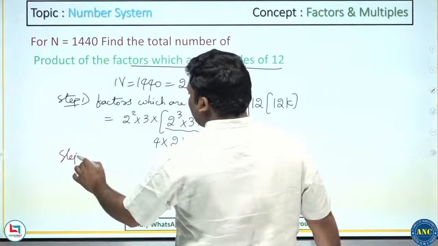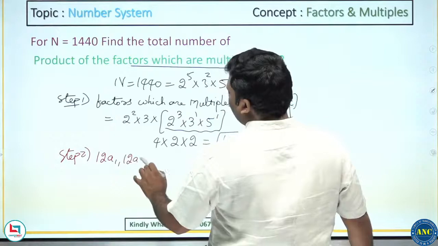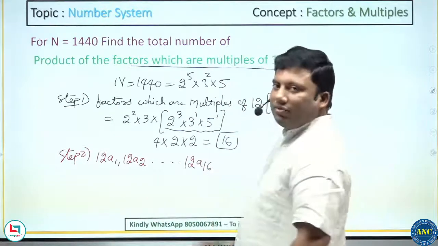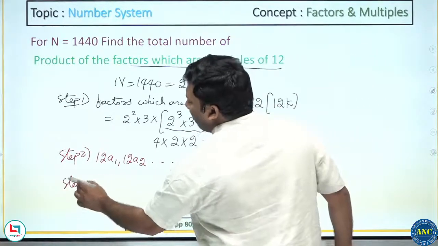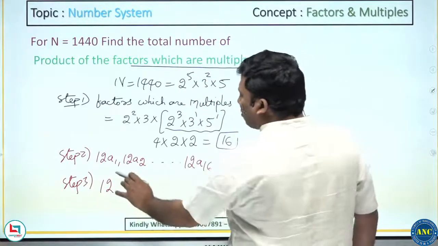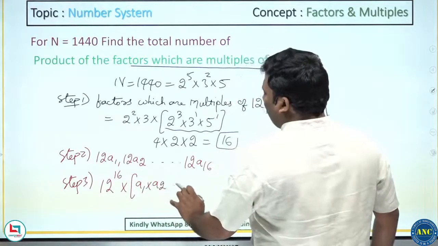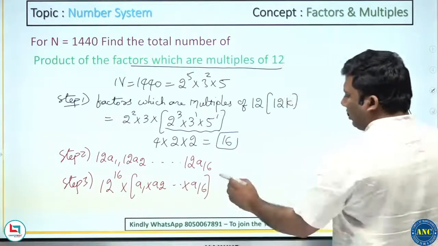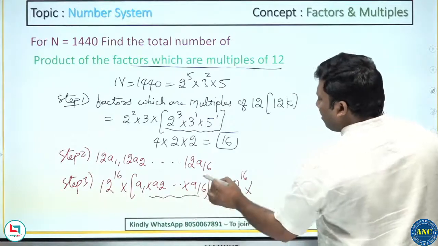Let me write down the 16 factors as 12a1, 12a2, and so on up to 12a16. Idea clear? These are the factors which are multiples of 12. Step number 3, I have to multiply. If I multiply 12a1 into 12a2 and so on up to 12a16, I get 12 power 16 into a1 into a2 till a16. It is given by 12 power 16 into the product of the 16 factors.